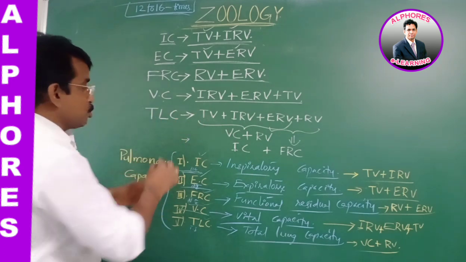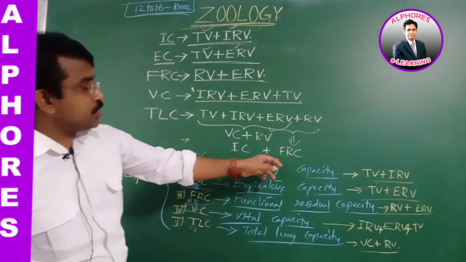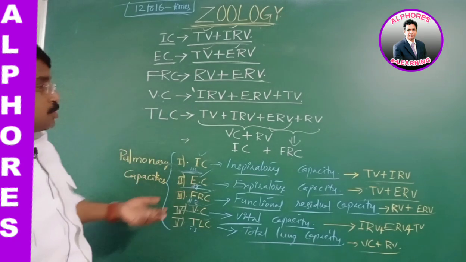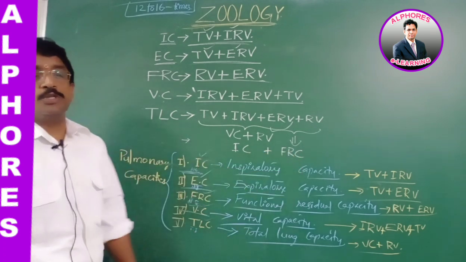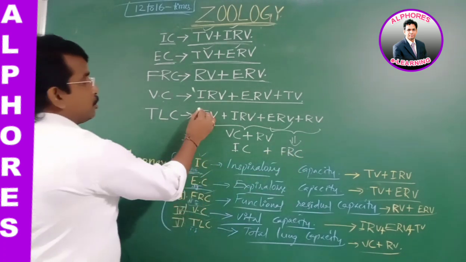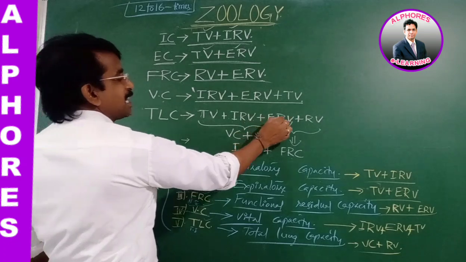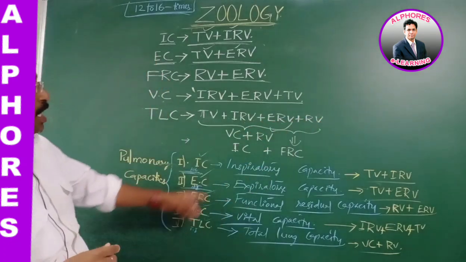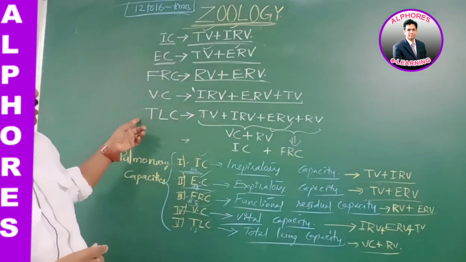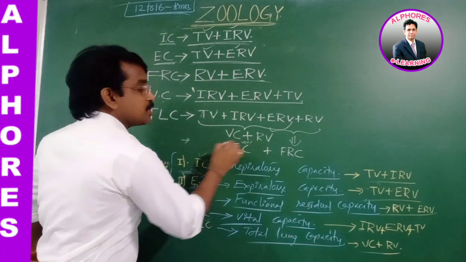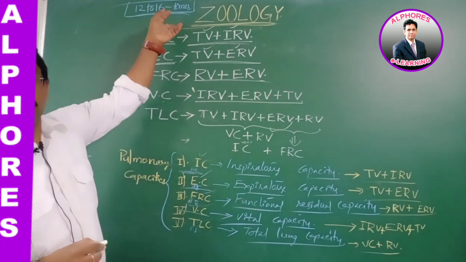Inspiratory capacity plus FRC, functional residual capacity, is nothing but the total lung capacity. So total lung capacity is equal to the inspiratory capacity plus the functional residual capacity. That is tidal volume plus inspiratory reserve volume plus expiratory reserve volume plus residual volume. So inspiratory capacity plus FRC can be the total lung capacity. So these are the various equations we can see in the case of the capacities.